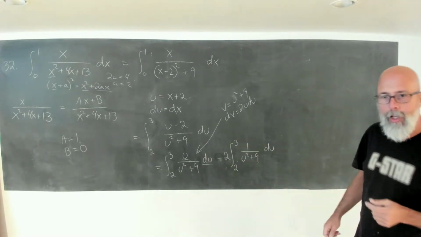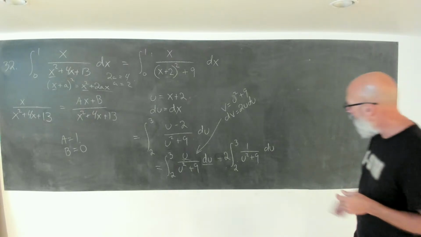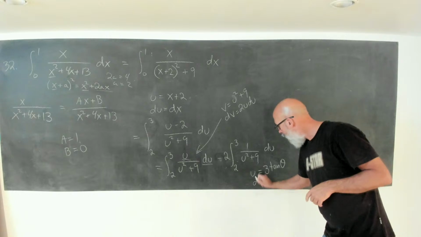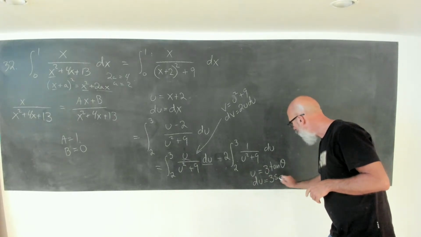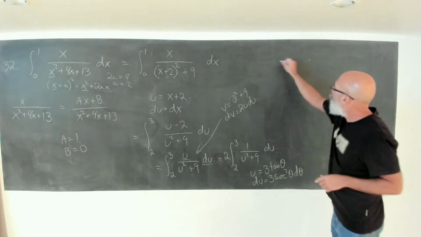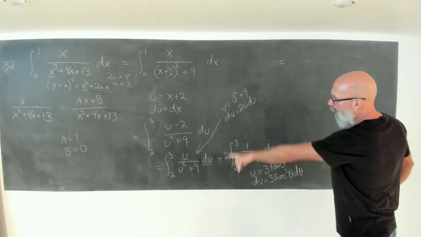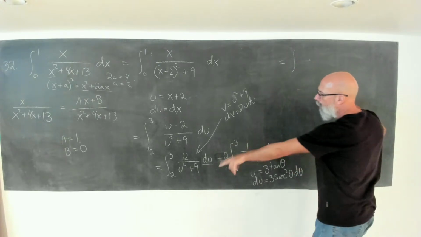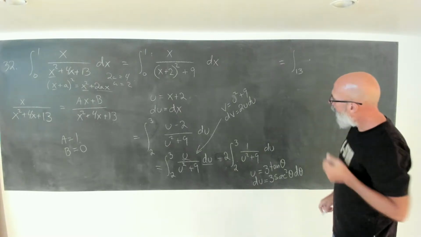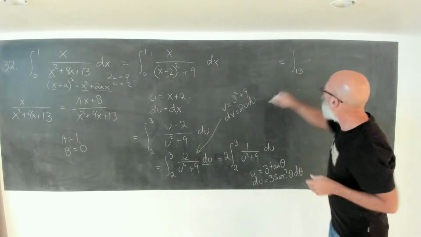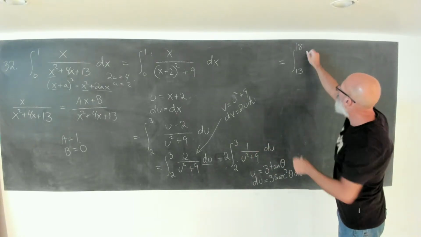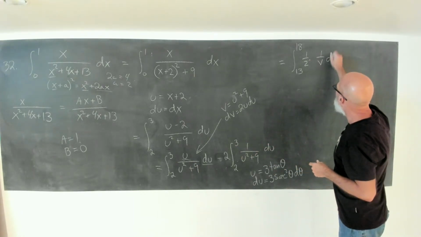So here we'll make a v substitution. Here we'll make the tangent substitution as suggested by Amir. Here u is 3 tangent theta, so that du is 3 secant squared. Let's change the limits while we're here with this v substitution. When u is 2, v is 13. And when u is 3, v is 18. And this becomes 1 over 2, 1 over v dv.